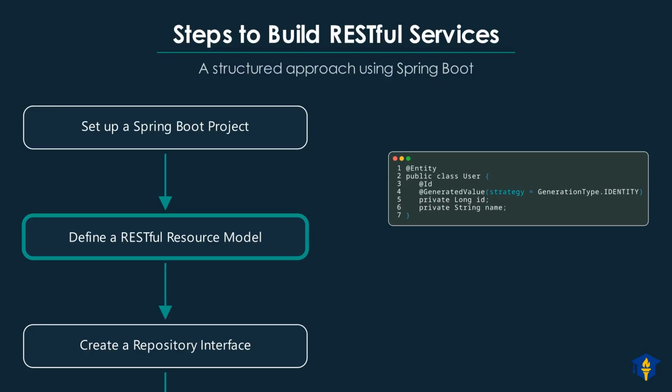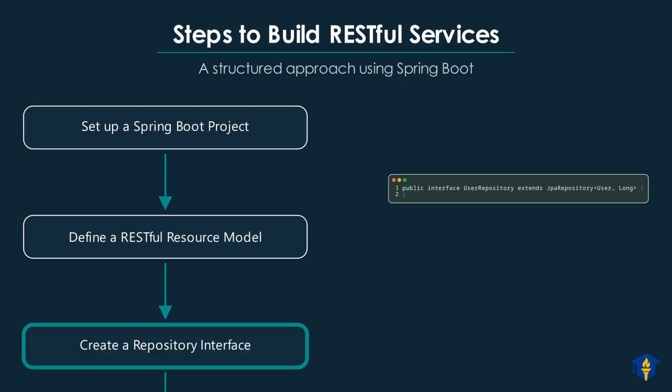Next, define your RESTful resource model, typically a POJO class, as an entity. Here, we define the user entity with annotations for database mapping and automatic ID generation. Then, create a repository interface to interact with your database using Spring Data JPA. This user repository extends JpaRepository, providing built-in CRUD operations.